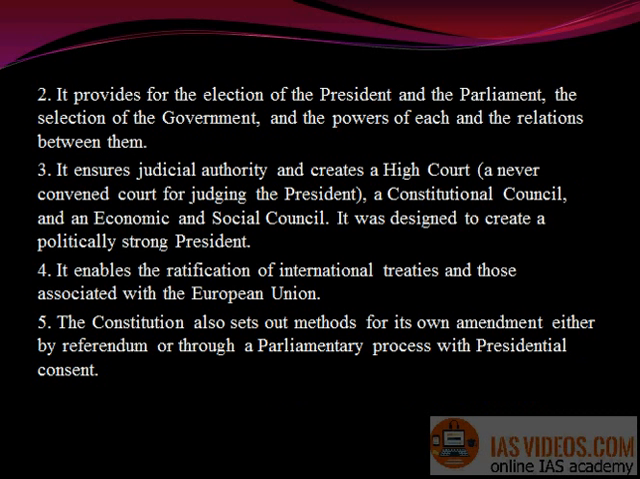It ensures judicial authority and creates a High Court, a never-convened court for judging the President, a Constitutional Council, and an Economic and Social Council. It was designed to create a politically strong president. It enables the ratification of international treaties and those associated with the European Union. The Constitution also sets out methods for its own amendment either by referendum or through a parliamentary process with presidential consent.